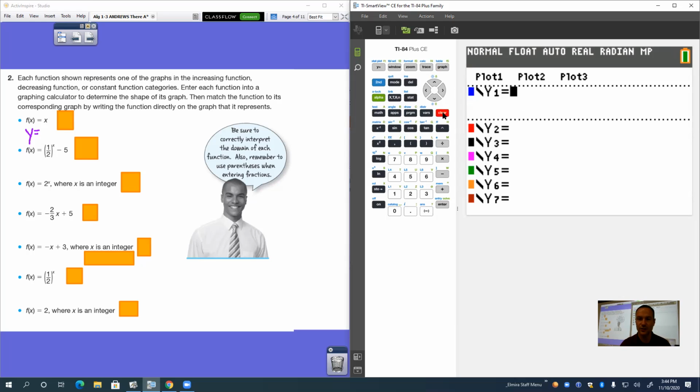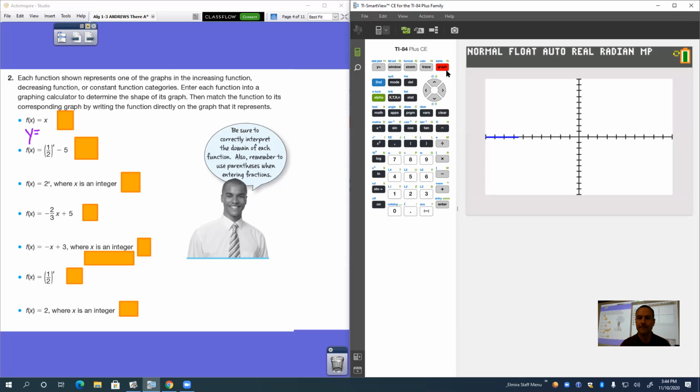For the third one, let's go back to y equals. Let's clear out that equation. So 2 to the x power, 2 caret button x, and then hit graph. Now on ours, this says when x is an integer. This really means that this would be a discrete graph. So we can't do discrete graphs on the calculator itself, unfortunately. So you wouldn't have a smooth curve. You would really have dots all along here at each integer. So you'd have a dot, dot, dot, dot, dot, because it would have to be a discrete graph.